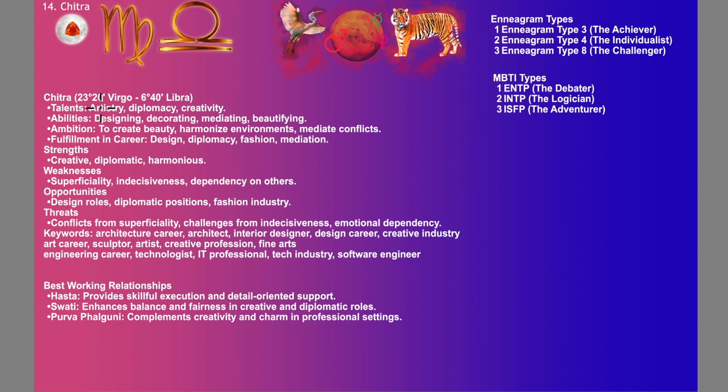Virgo will be more grounded in the sense it is creating from hands. The abilities are in designing, decorating, the interior decoration kind of people, architects, mediating and beautifying Libra. Mediating is dominantly Libra. Ambition is to create beauty, harmonize environments, and mediate conflicts. Again, Libra energy there, one who can balance, harmonize environments, Libra energy, create beauty, Virgo with Libra. Very powerful.